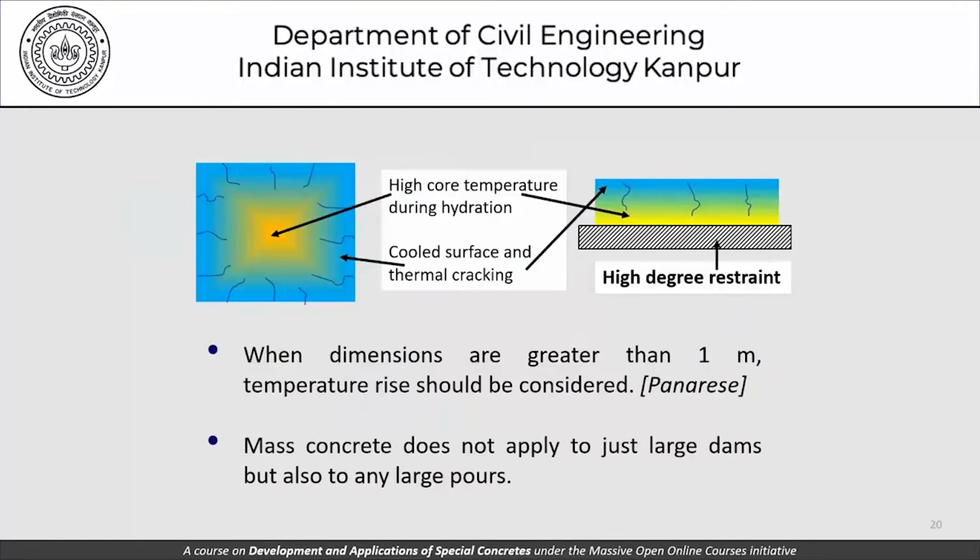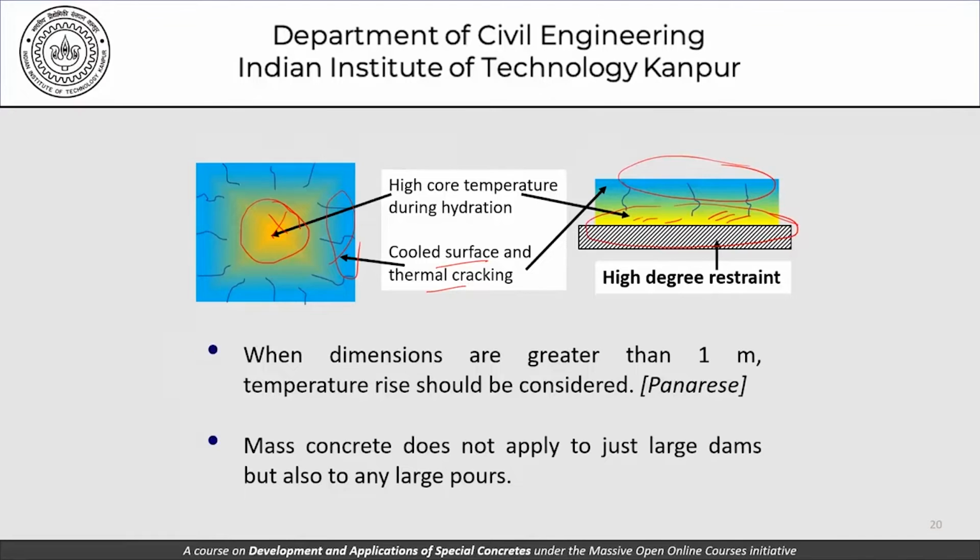This again is just a review. This is the high core temperature during hydration, cooled surface and thermal cracking, which we have here because the surface here has cooled. This has not cooled yet. It's much easier for the heat to dissipate from here. High degree of restraint, that means the concrete does not move from here. Here we have some movement. It's not shown here, but you understand what we are trying to do.